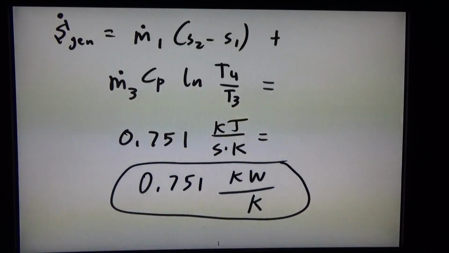And the entropy generation rate, just like entropy generated per unit mass, should be a positive number. Otherwise, we've done something wrong, and this device does not satisfy the second law. So this is our entropy generation rate, 0.751 kilowatt per Kelvin. And then to finish up this problem, what we would want to do is sketch out the process on a TS diagram.